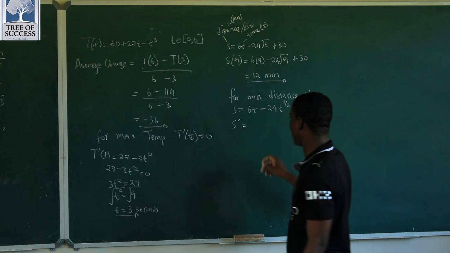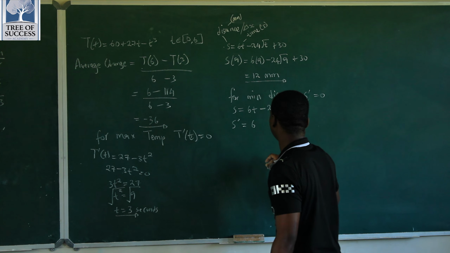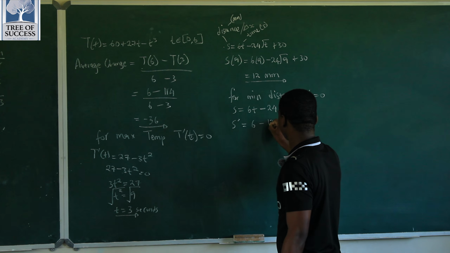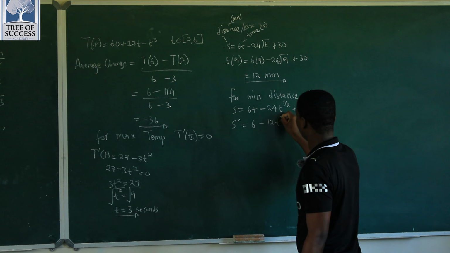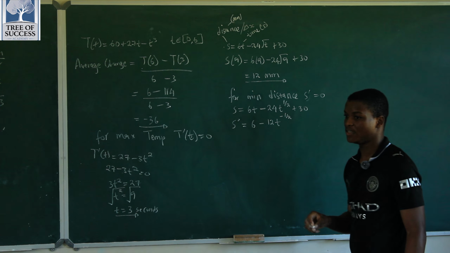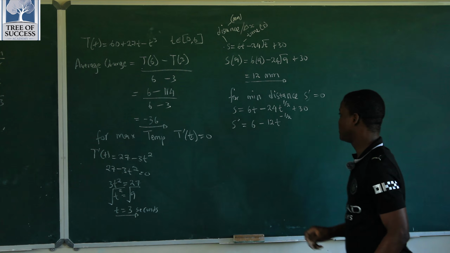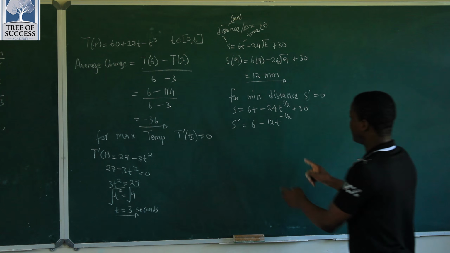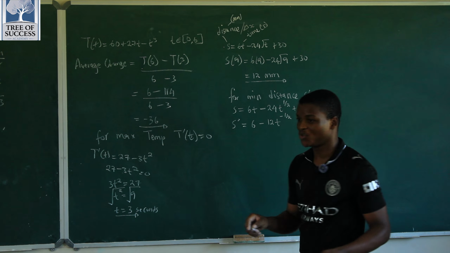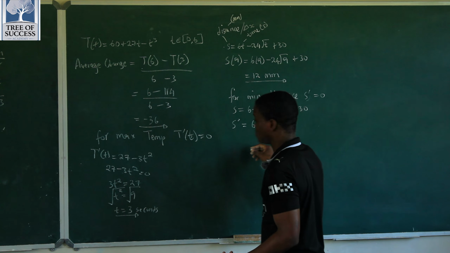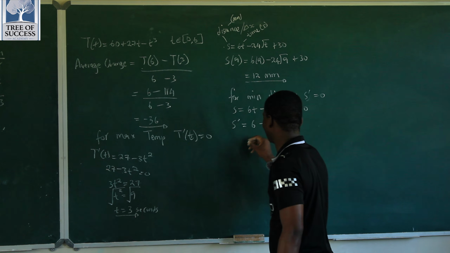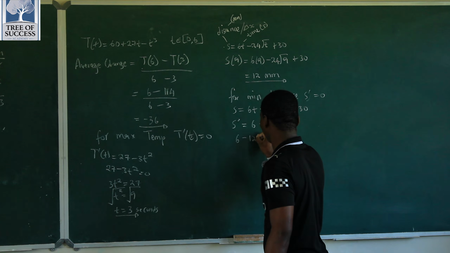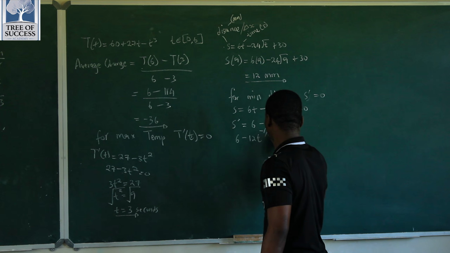S prime is 6 minus 12t. What is 1 over 2 minus 1? Negative 1 over 2. Right? Then the derivative of 30 is 0. Then you must take this part, equate it to 0 and solve for t. So this is 6 minus 12t to the exponent of negative 1 over 2 equals 0.